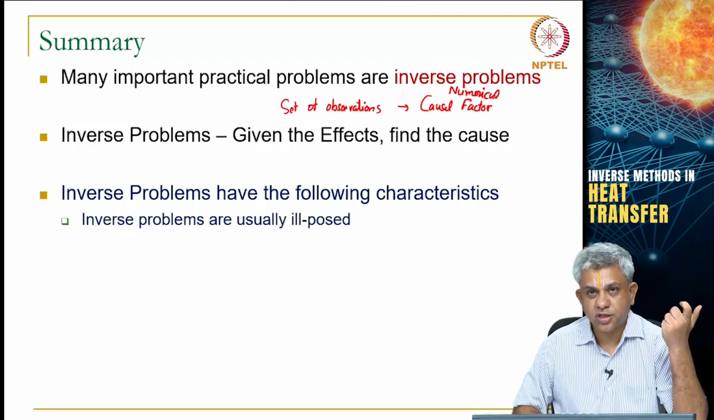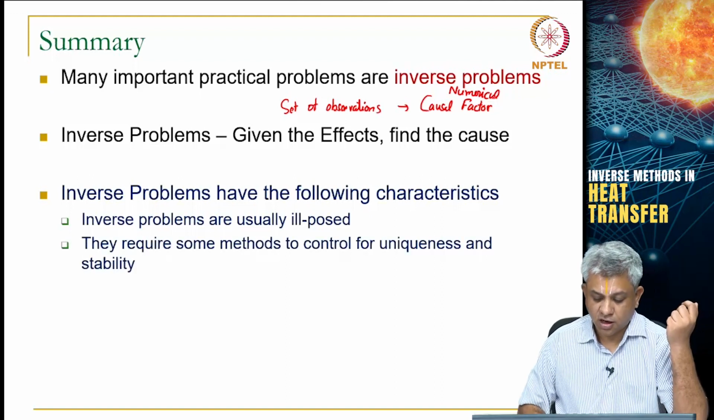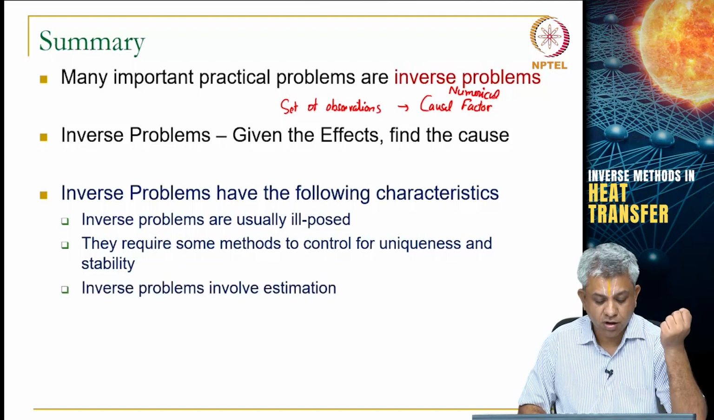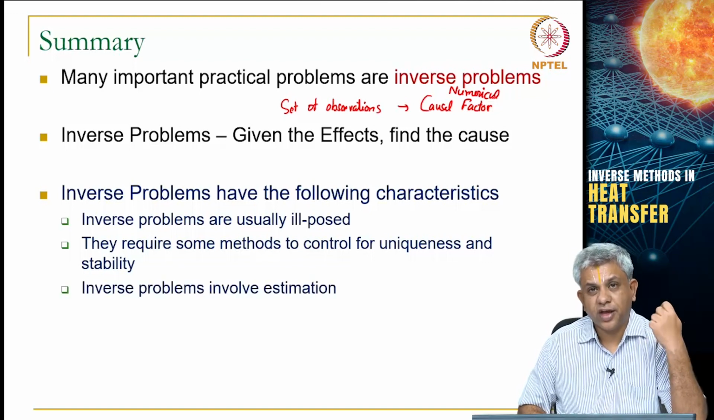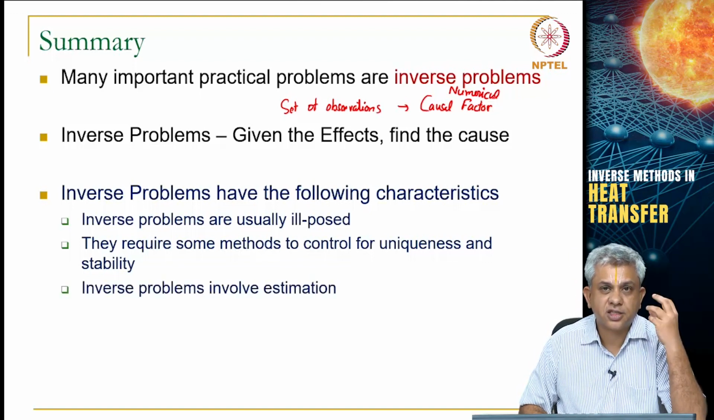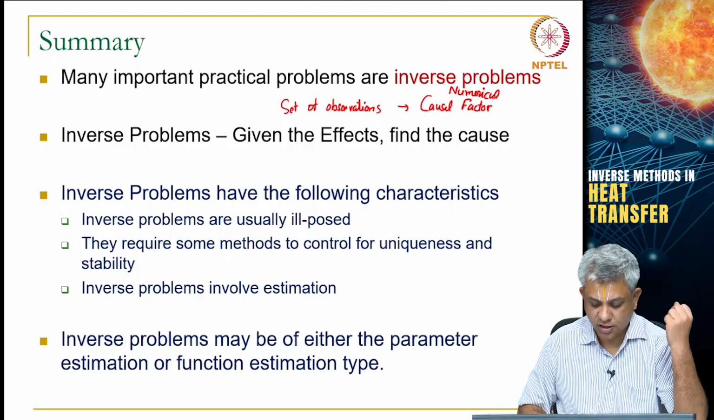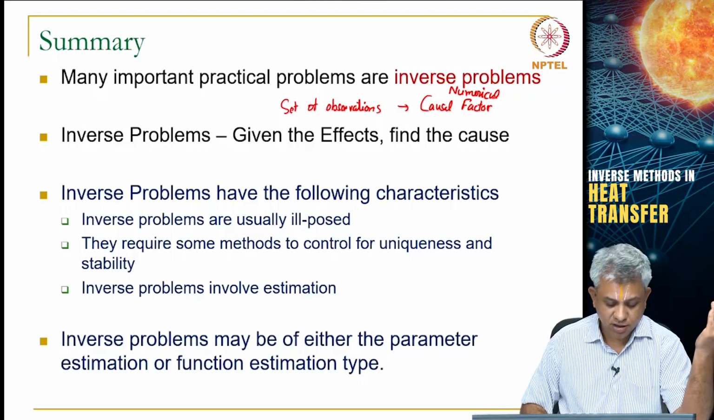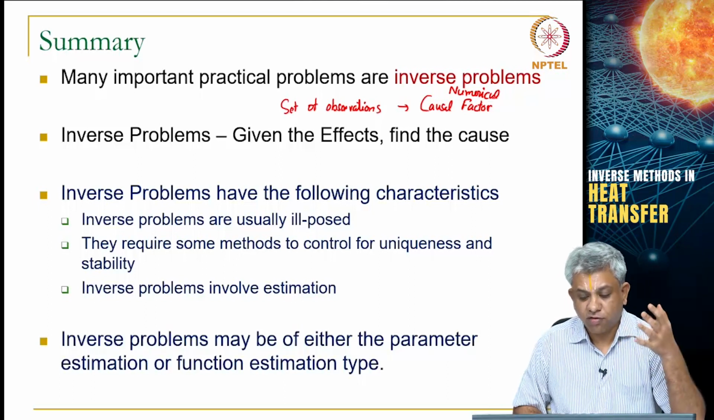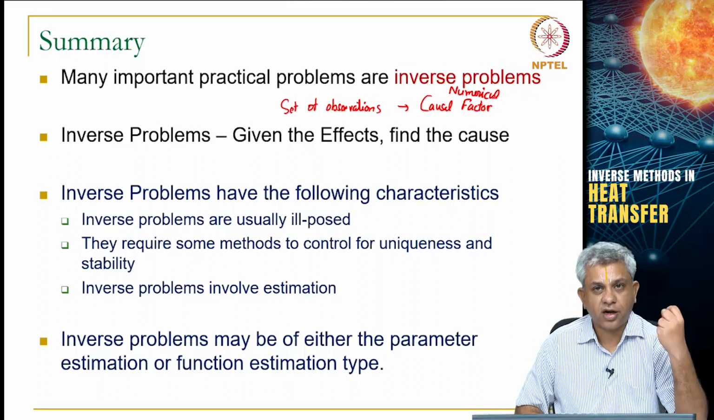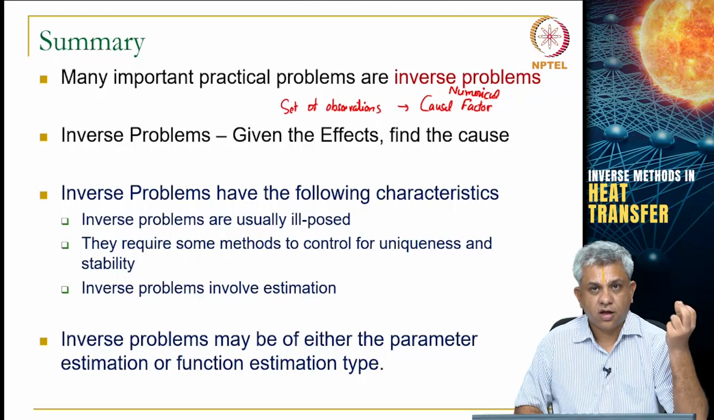They are usually ill-posed. Remember, ill-posed means that it will be non-unique or it could be unstable. Okay. These involve estimation. As I said, you can't just calculate it, you actually have to estimate within a certain region or a range, as we will see within the probability and statistics things. They can be either of the parameter estimation type or the function estimation type. So numerically, that is what we are trying to estimate. Okay, we are trying to estimate the parameter or we are trying to estimate the function.